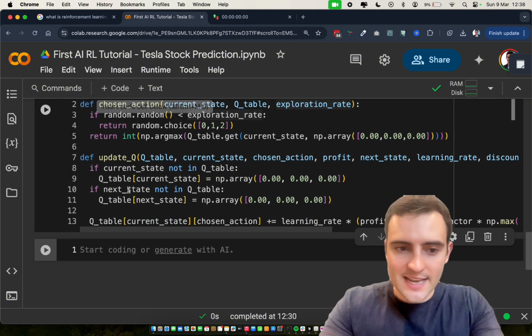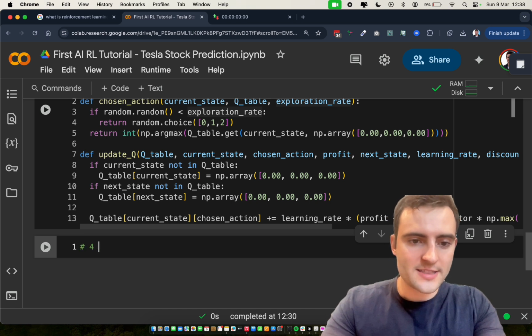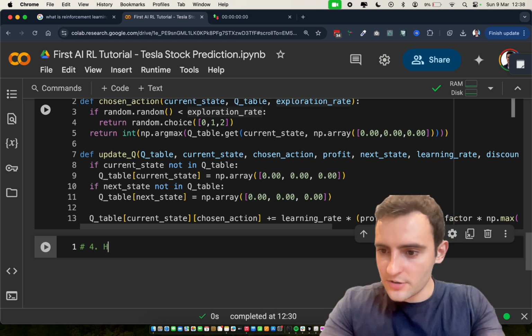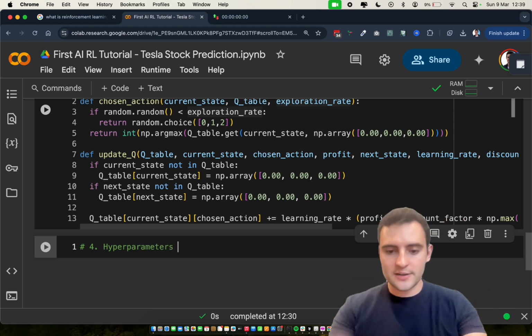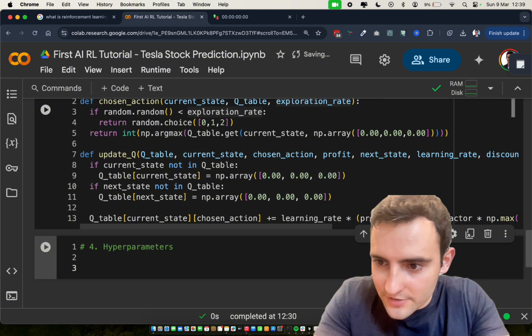And next we're going to set step number 4, the hyperparameters. These are the parameters we're going to use in the training. Like how much is it going to learn? How does it, what is the state and everything?